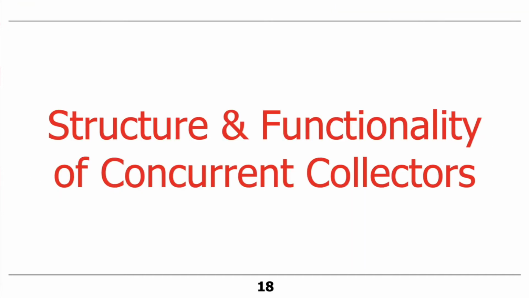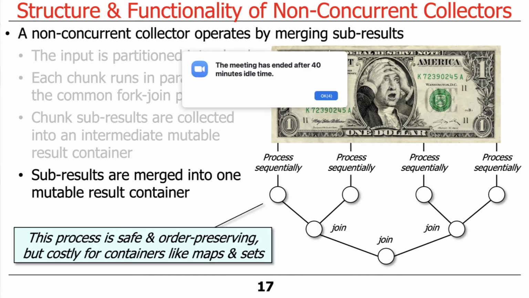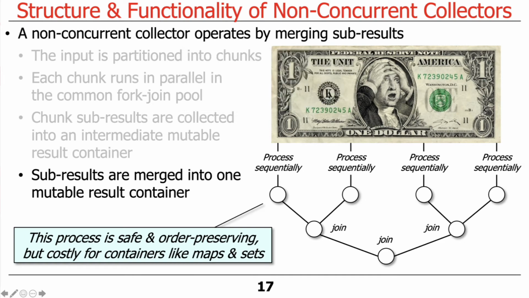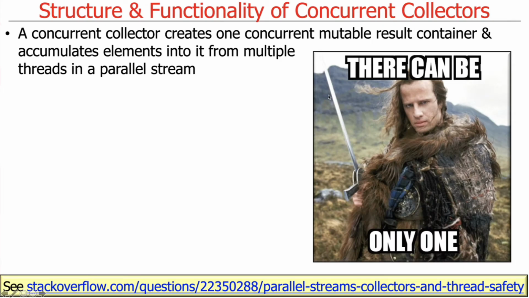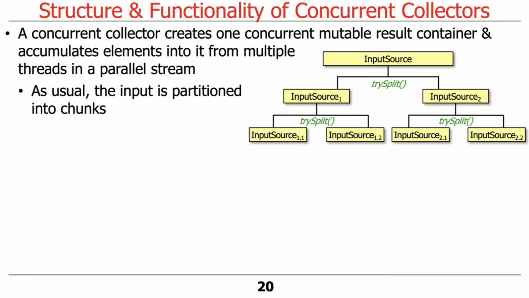So given that quick overview of non-concurrent collectors, let's go ahead and talk about concurrent collectors. A concurrent collector creates one and only one mutable result container, and accumulates all the elements into it from the multiple threads that are running in parallel as part of the common fork join pool. So there's only one mutable result container, and it has to be a special kind.